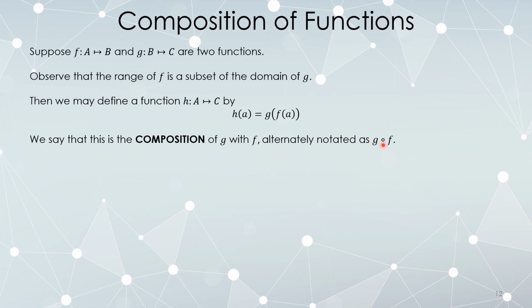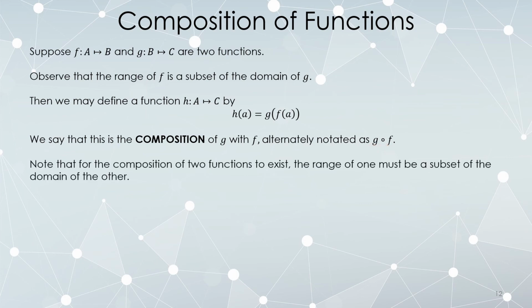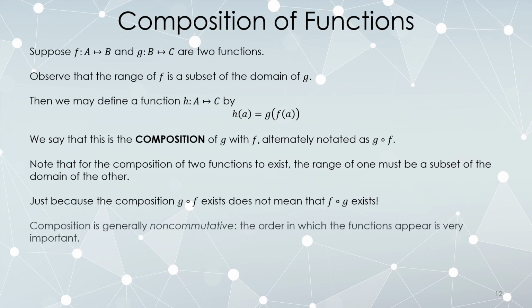Notice that this is not a solid dot. This is not multiplication. This is an open circle for function composition. Now, in order for the composition of two functions to exist, what was really important was that the range of one has to be a subset of the domain of the other. Now, just because the composition exists one way doesn't mean it exists the other. So in this example, notice that the range of f was a subset of B, therefore a subset of the domain of g. The range of g is a subset of C, which may have nothing at all to do with the domain of f.